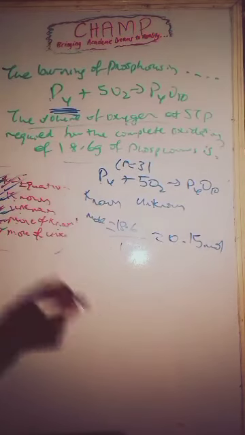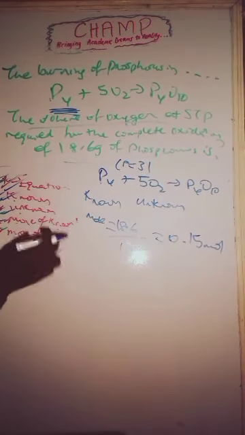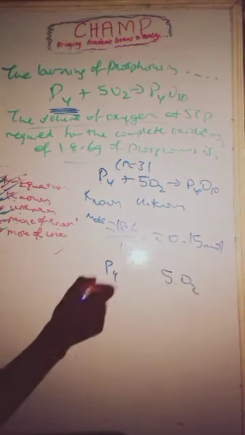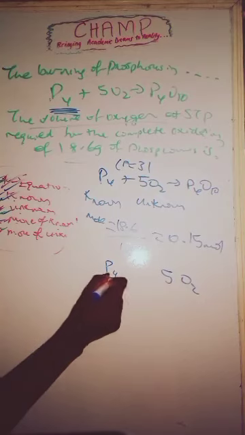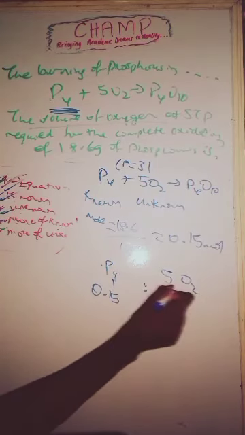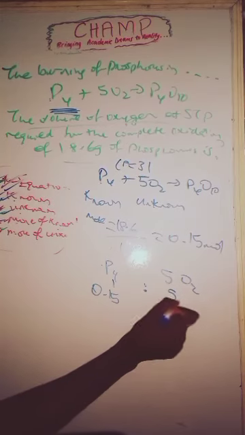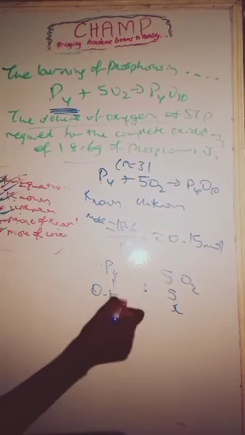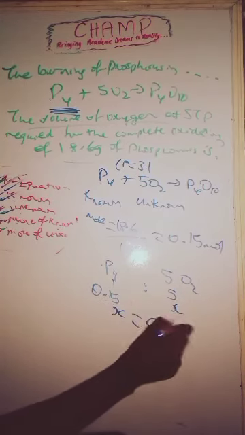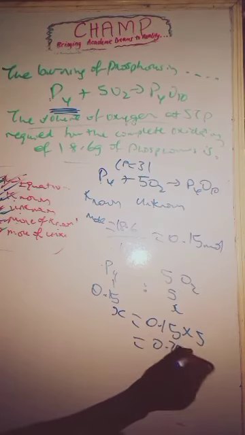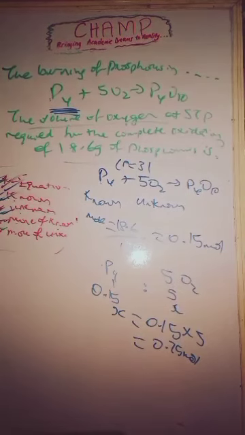So get the mole of your unknown. You have P4, you have 5O2. If this one is 0.15, and you know they are in what? 1:5. If this one is 0.15, this one is what? 0.15 times 5, or you can call it x. 1 times x, that's x. 0.15 times 5. So that's what? 0.75 mole. So your oxygen is 0.75 mole.